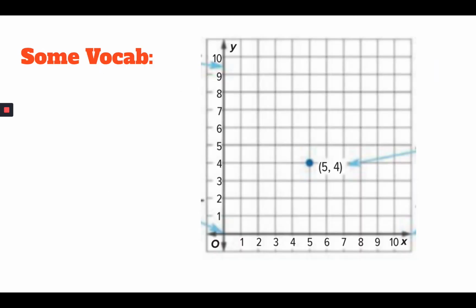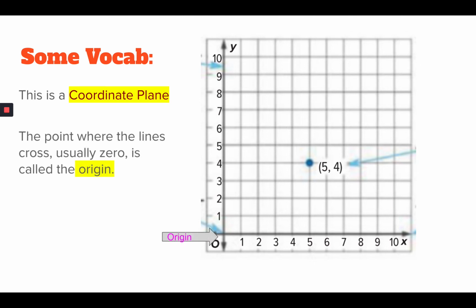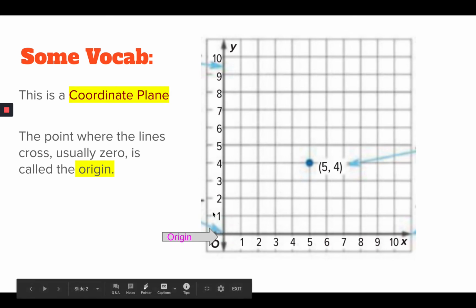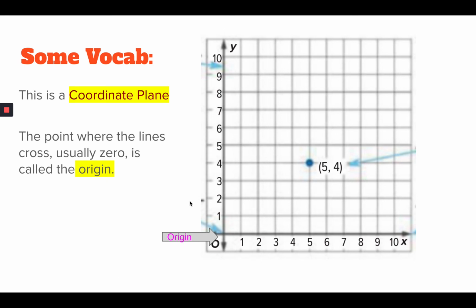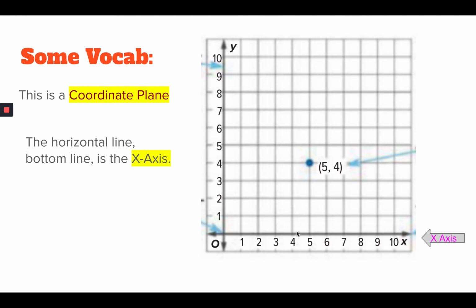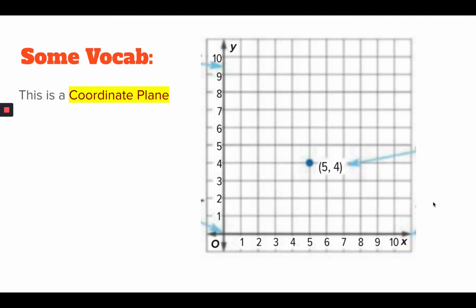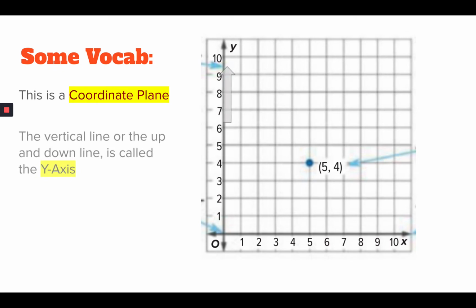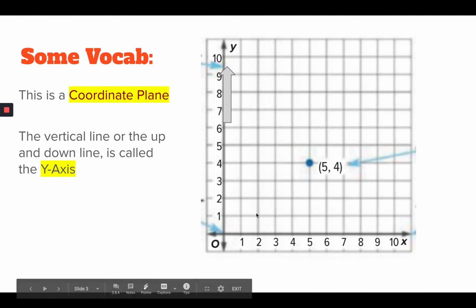I want to just start with a little bit of vocabulary. What you're looking at, this graph, is called a coordinate plane. It's a graph with two lines intersecting. The point of 0, 0, or where the two lines cross, usually 0, 0, is called the origin. The horizontal flat line here at the bottom is called the x-axis. And the vertical line, the up and down line here, is the y-axis. So you have the x on the bottom and the y goes up and down.